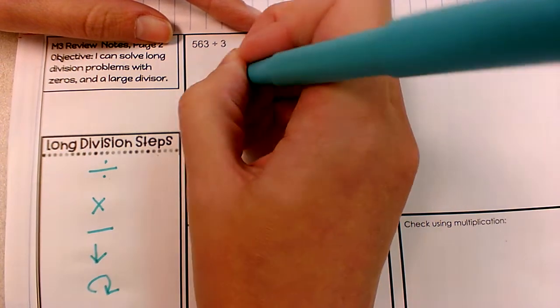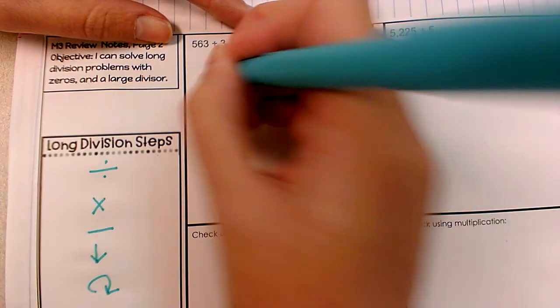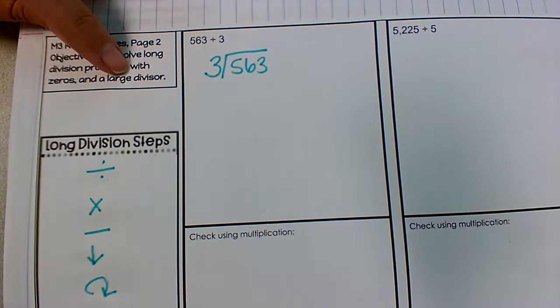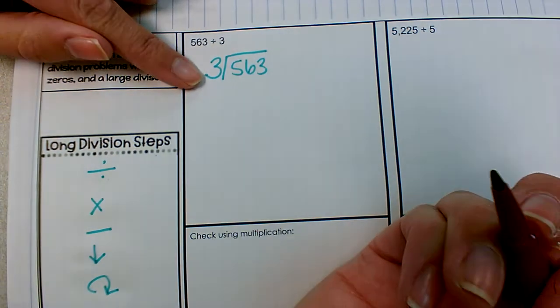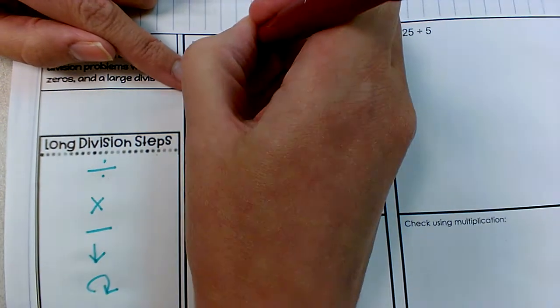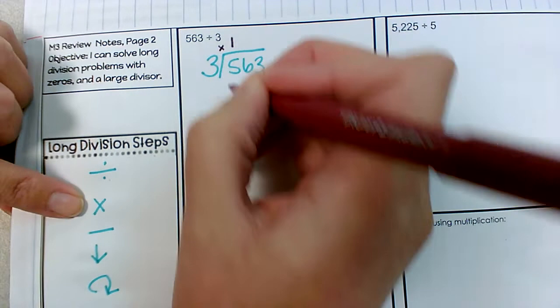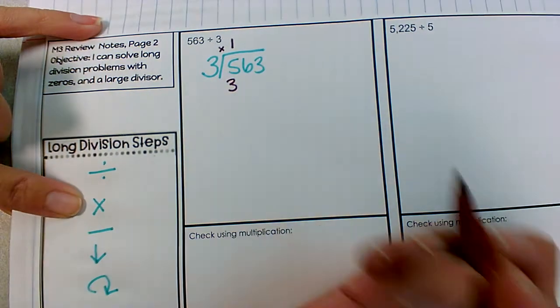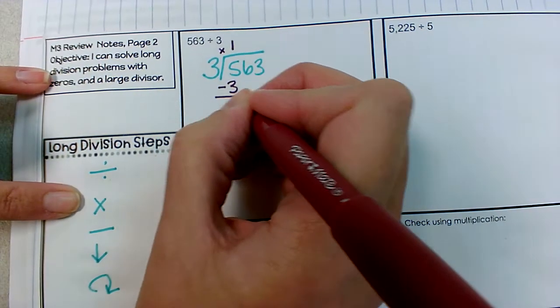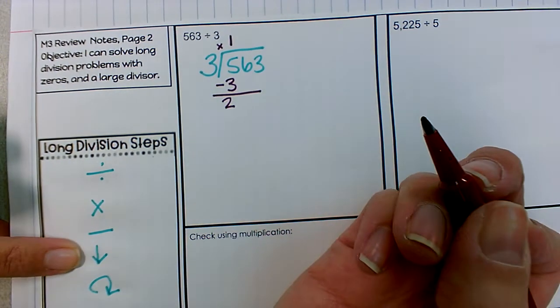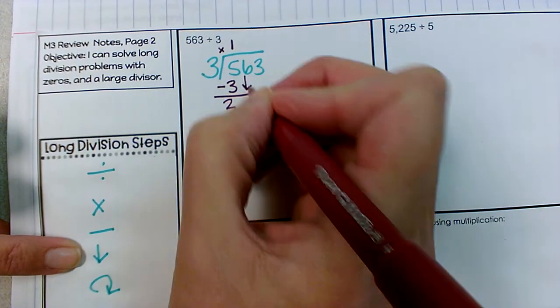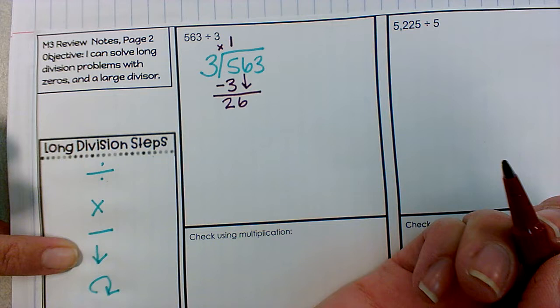563 divided by 3. We've got our steps. We're ready to go. How many groups of 3 can I make in 5? Oh, it worked this time. I can make 1. 1 times 3 equals 3. I can subtract. 5 minus 3 equals 2. And then I'm going to bring down that 6.